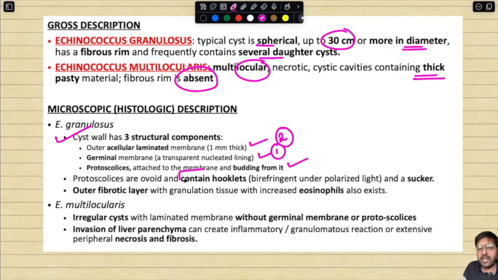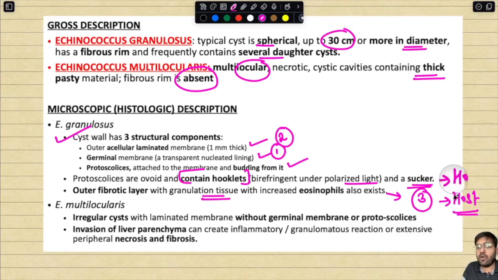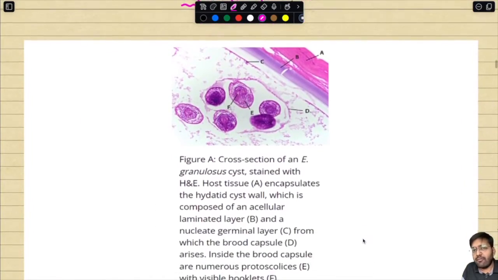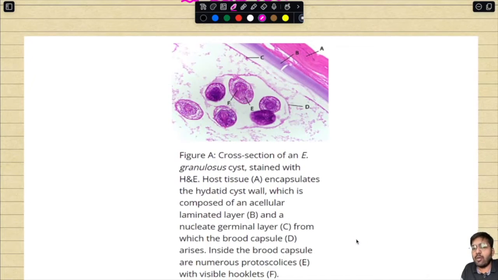Protoscolices are ovoid and contain hooklets which are birefringent under polarized light, and they have a sucker. The outer fibrotic layer with granulation tissue with increased eosinophils also exists, which forms the third important layer, basically because of the host tissue reaction. This is for Echinococcus granulosus, the typical hydatid cyst. Whereas Echinococcus multilocularis is an irregular cyst with a laminated membrane without any germinal membrane or protoscolices. Invasion of the liver parenchyma can create an inflammatory or granulomatous reaction or extensive peripheral necrosis and fibrosis. Now, this is a very important diagram to make you understand the different layers.